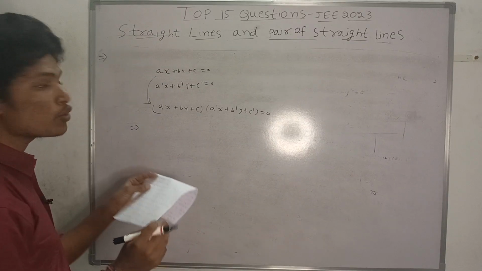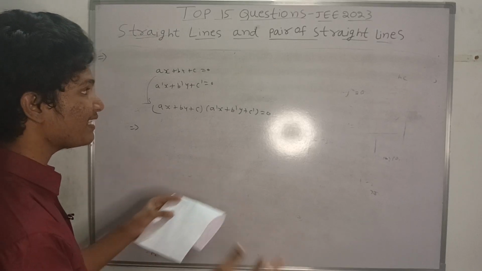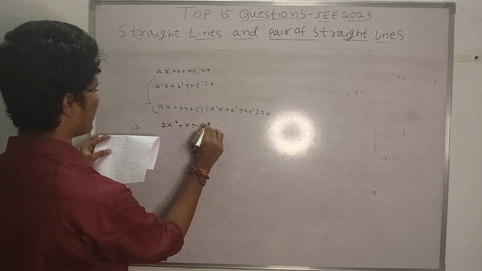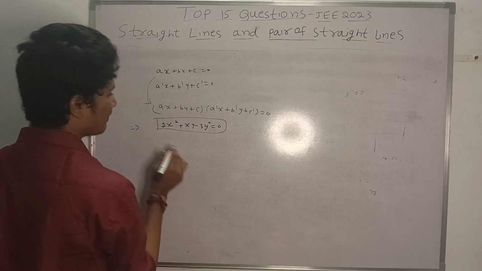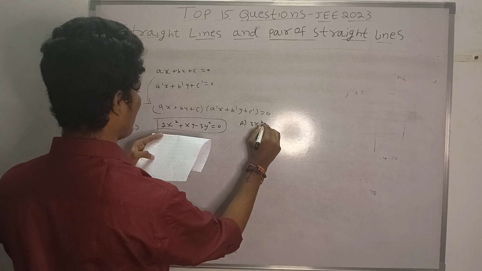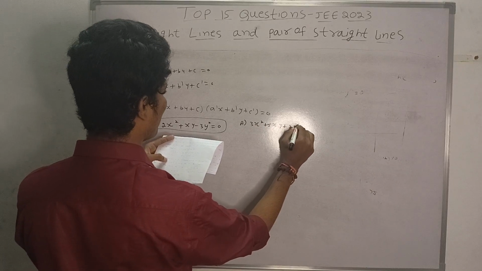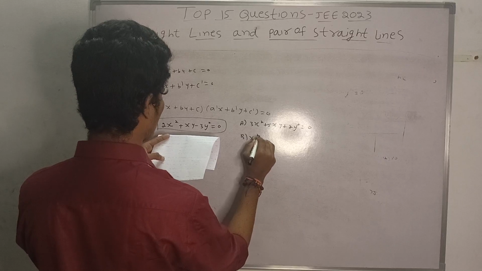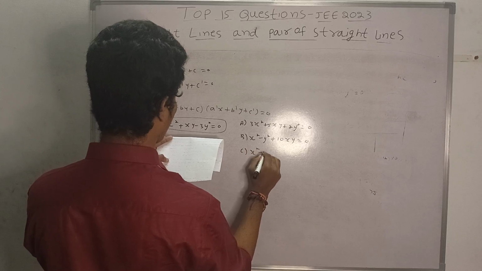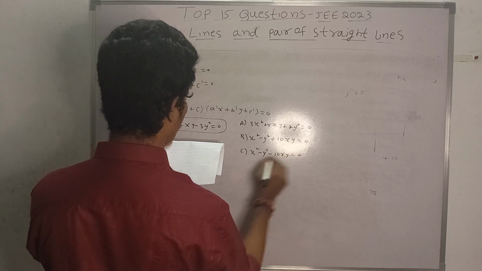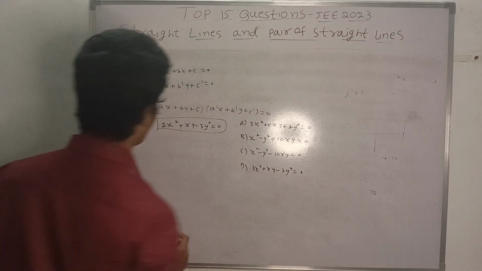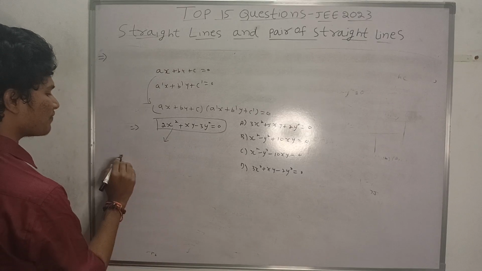And now they are saying that you have to find the angle bisectors of the lines representing the given equation, 2x square plus xy minus 3y square equal to 0. They are asking to find the angle bisectors of this equation. They given options as 3x square plus 5xy plus 2y square equal to 0. Second option, x square minus y square plus 10xy equal to 0. And the third is x square minus y square minus 10xy equal to 0. And the fourth option is 3x square plus xy minus 2y square equal to 0.